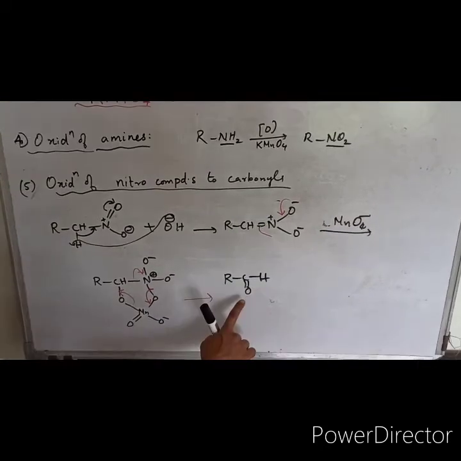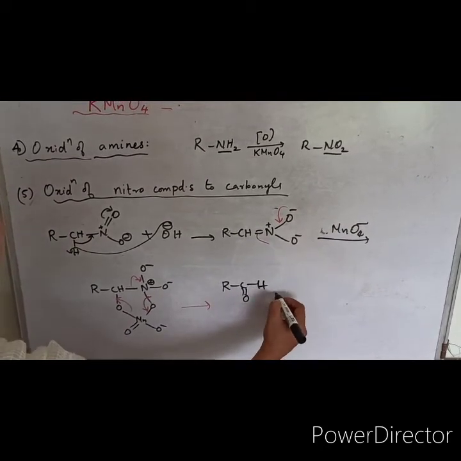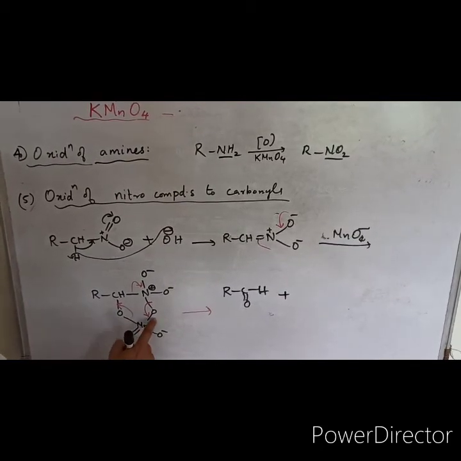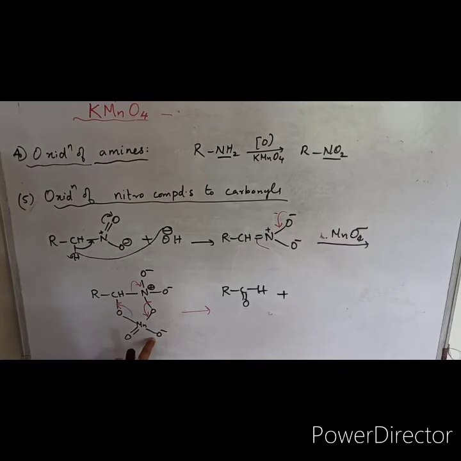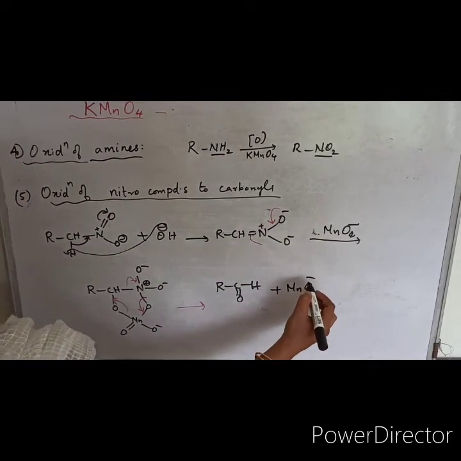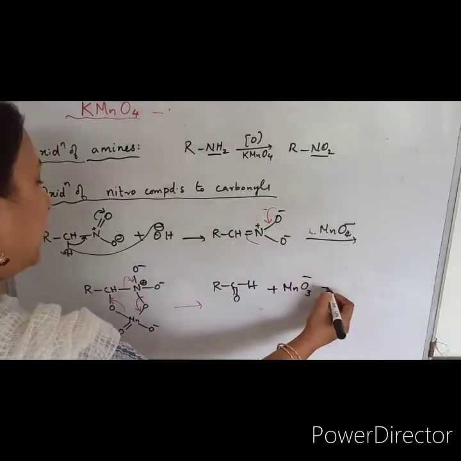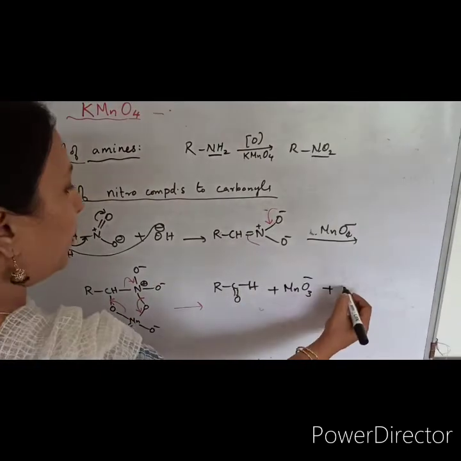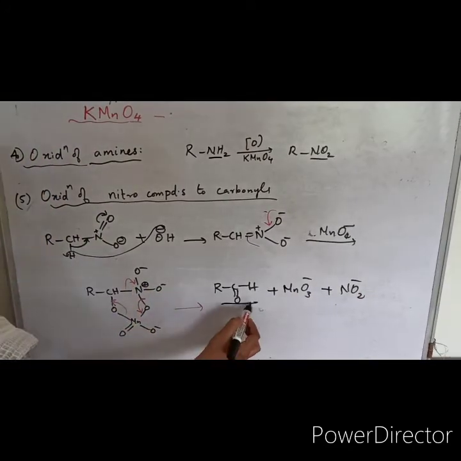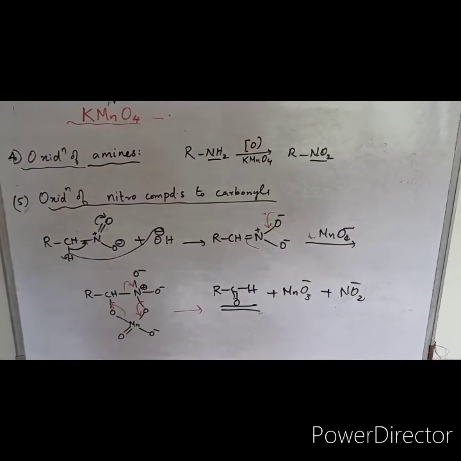We will write it as RCHO plus one oxygen is lost from manganese. So this will be Mn double bond O minus, so MnO3 minus, plus this NO2 minus will be going, NO2 minus. So this is how this nitro group will be oxidized to aldehyde group.